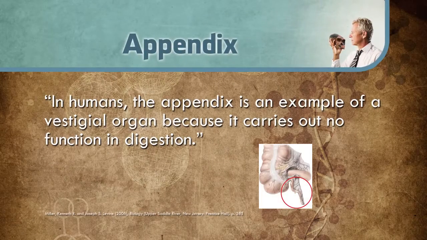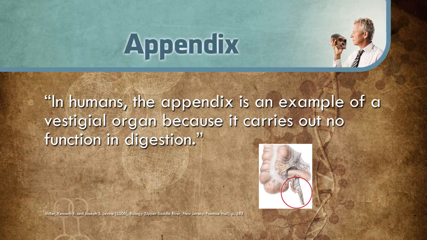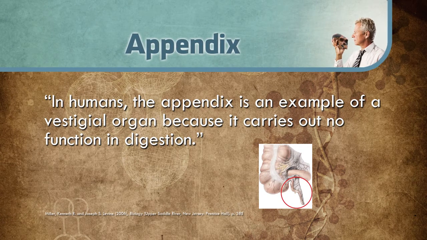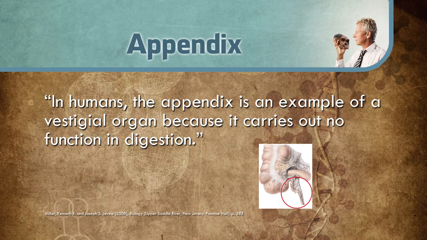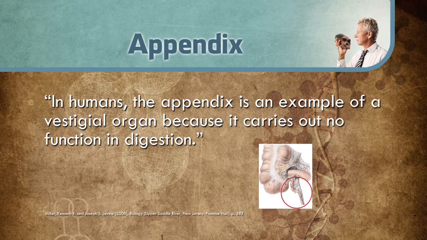One widely used textbook used in biology classes in its 2006 edition said, "In humans, the appendix is an example of a vestigial organ because it carries out no function in digestion." As usual, the textbook writers either failed to get the memo or they ignored it, because now scientists know that the appendix is an important element of the immune system, especially in children. Lymphoid tissue can be found within the appendix, which produces white blood cells that fight disease and infection, especially when we're young. The appendix is relatively larger in children than it is in adults.